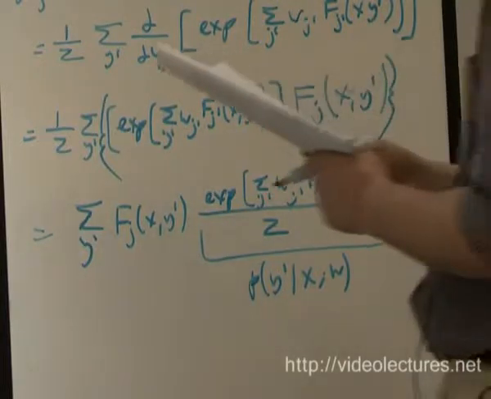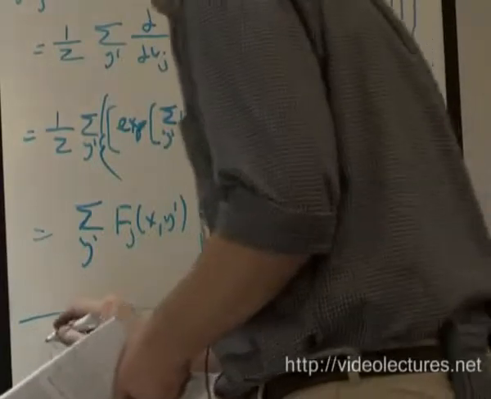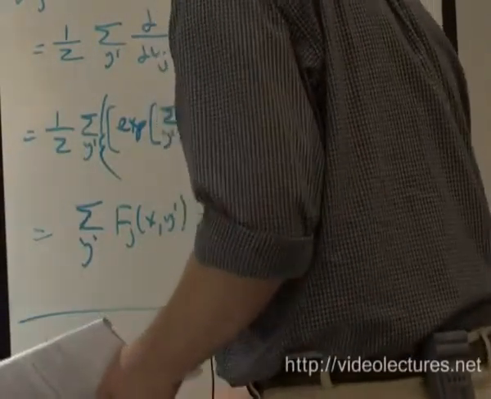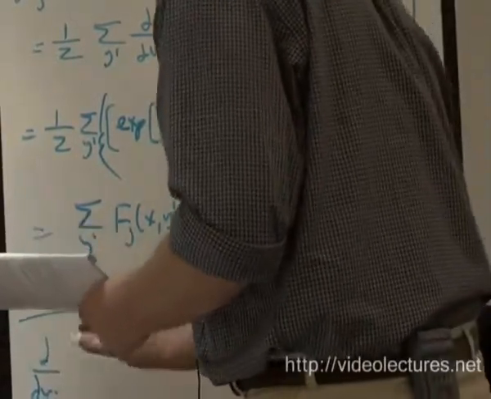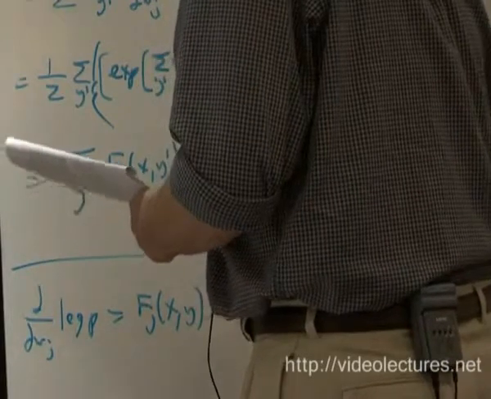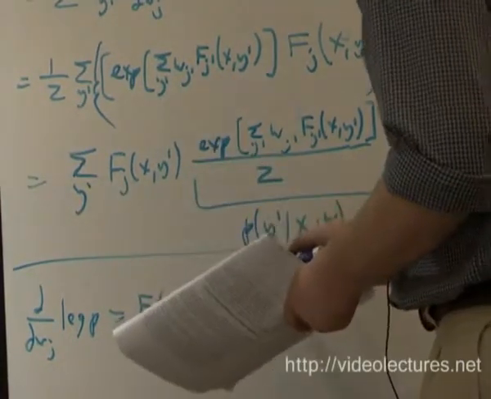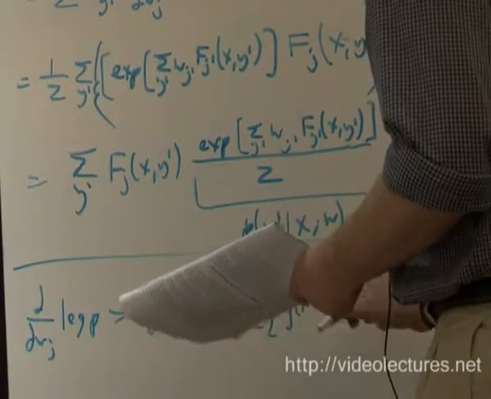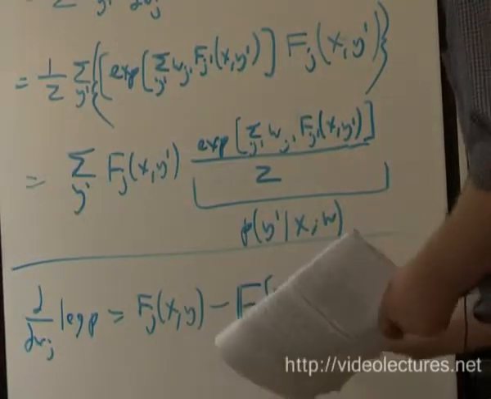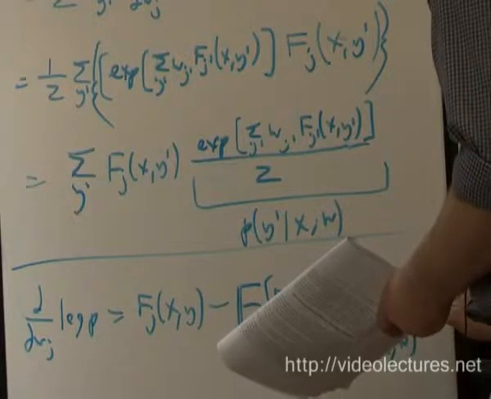So now if I go back to here, d by dwj of log p is fj of x, y minus the expected value, so this is an expectation, of fj of x, y prime, where y prime follows the distribution p of y prime given x and w.